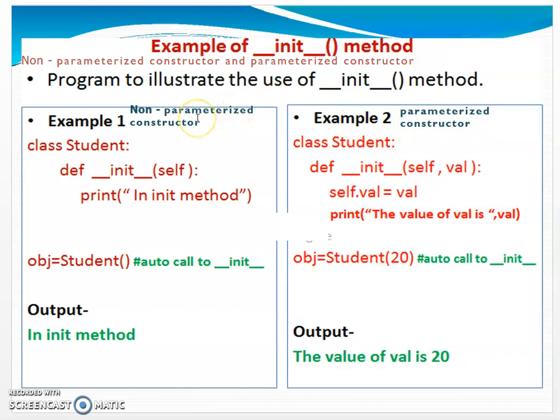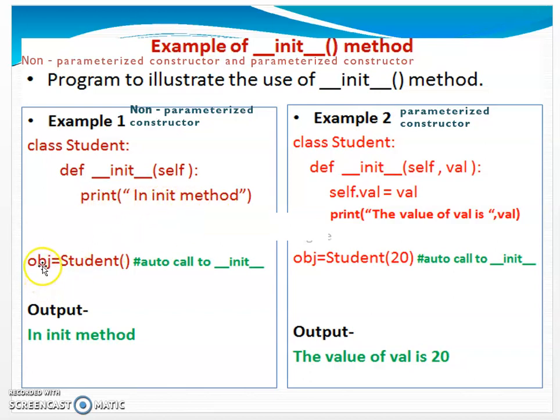Non-parameterized constructor means the init method is present with only the self object. So here I have again taken the class Student, def __init__, in brackets only I have mentioned the self. So it is a non-parameterized constructor. We are not passing any value to the init method, and in that method I have just used a print statement and it will print "in init method" on the console.